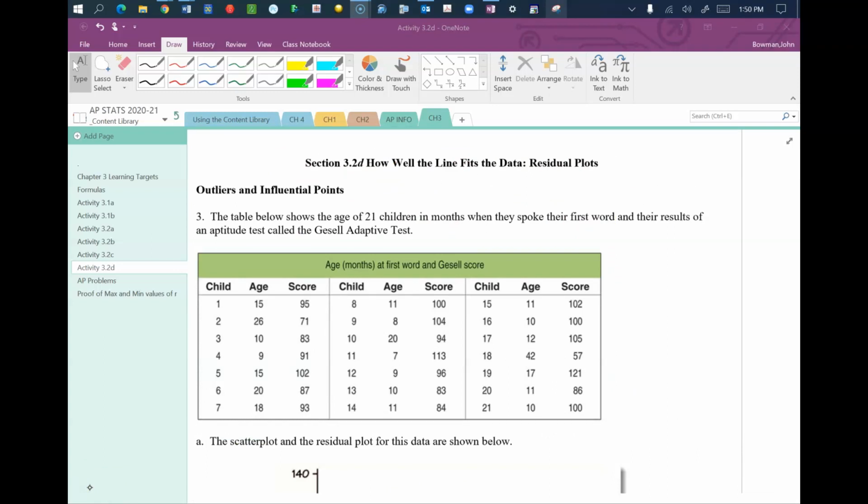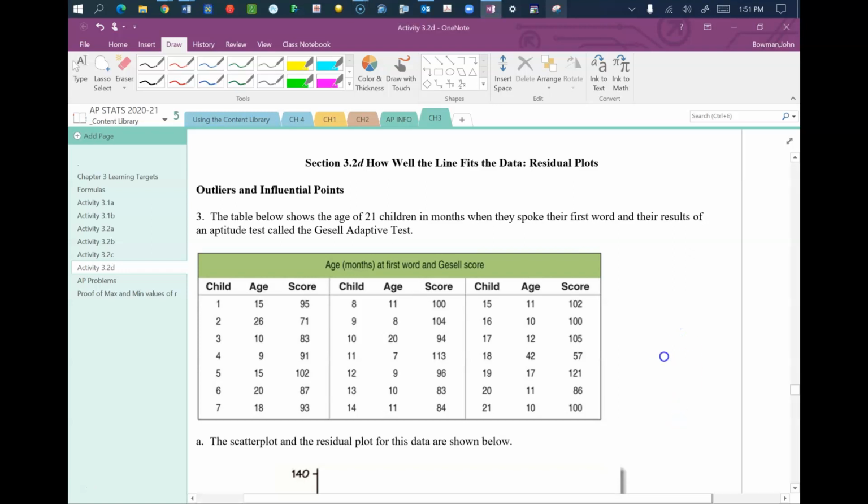All right, we want to talk about two more ideas, even though we've touched on these prior in this chapter. We want to talk about those two ideas one more time before we wrap this chapter up. And the first one we want to talk about is this idea about outliers and influential points. And so what you're looking at here is the age of 21 children in months that they spoke their first word, and a score on an aptitude test called the Gesell Adaptive Test.